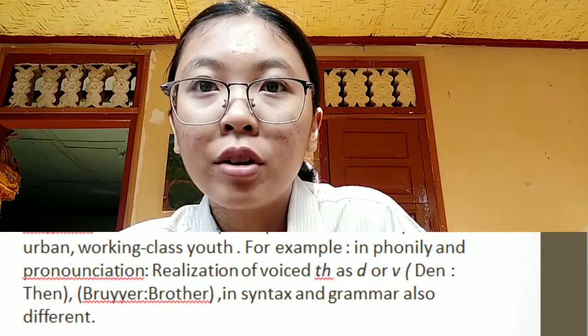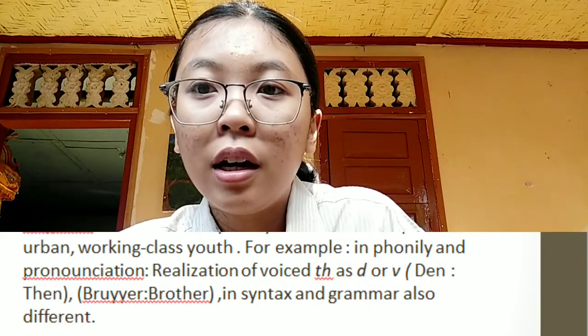Scholars have found that AAVE features occur more frequently in the informal speech of urban working class youth. For example, in phonemes and pronunciation, they change the realization of th as d or v. Like "then," they pronounce it "den." "Brother" becomes "bruvver." The syntax and grammar are also different.